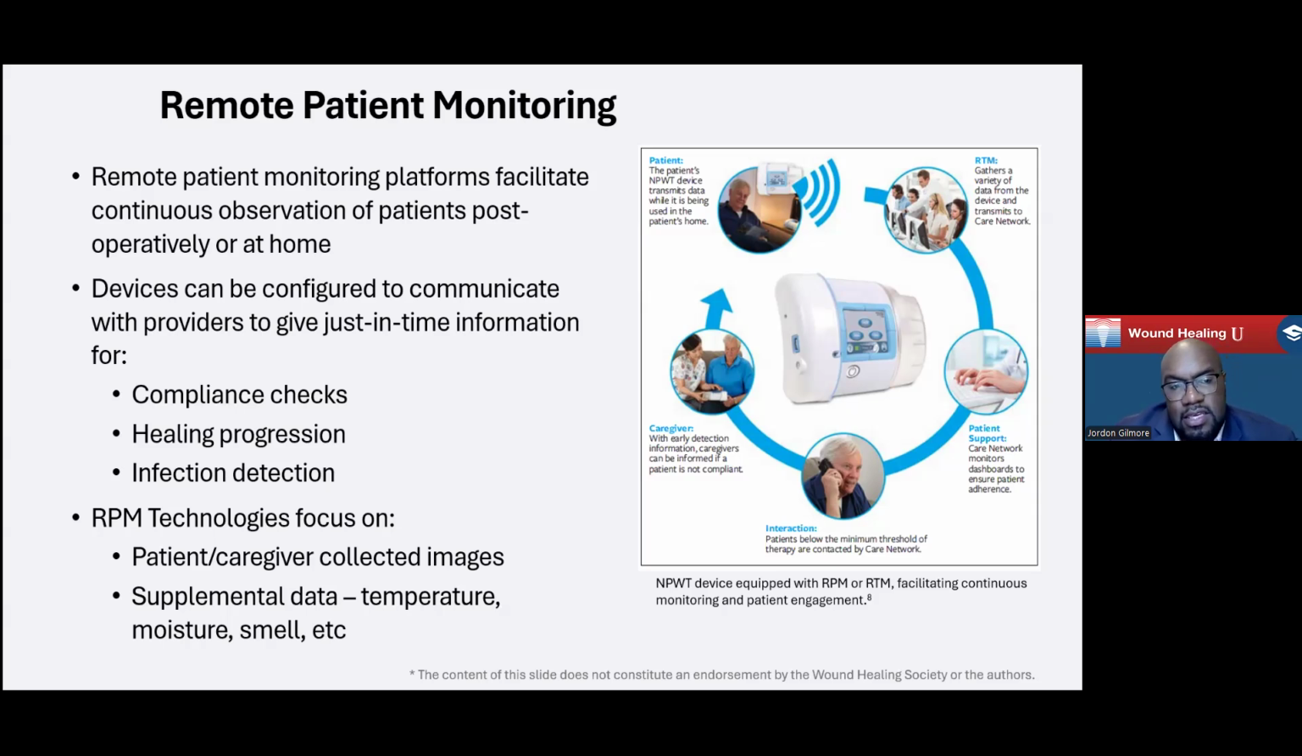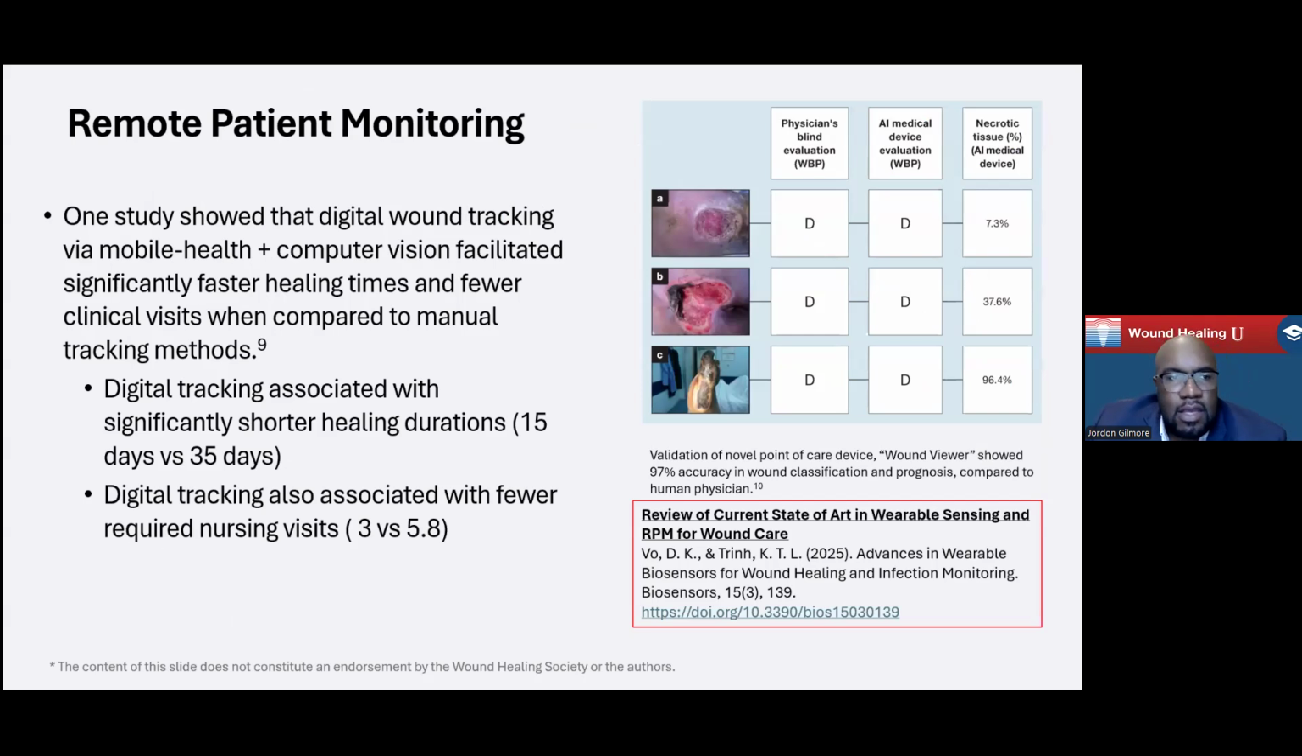A lot of these remote patient monitoring devices have focused on having patients and caregivers provide data to the clinic, such as collecting images. You all have probably seen some of these, where it's a phone app where the patient can take a picture of their own wound and then send it into the clinic. These types of technologies are building toward future AI applications in wound care. So, next slide. Here are some examples of remote patient monitoring in the literature, and I also have a review article down here if you're interested as well.